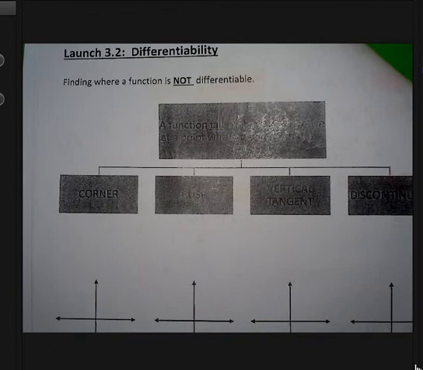I just want to differentiate between differentiability and continuity. But they're related, and so that's the thing about learning. You have to compare and contrast and know what's similar, what's different, okay? So what is differentiability? Finding where a function is or is not differentiable, right?